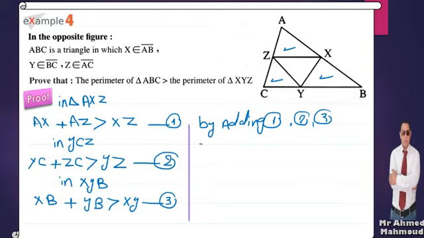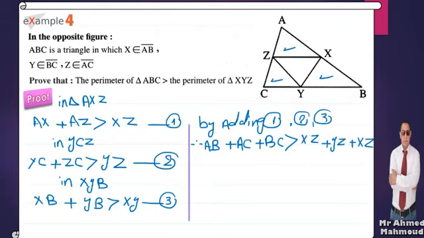Therefore, AB. Okay, and here we have AZ. Here we have plus ZC. AZ plus ZC equals AC. Plus AC. And here we have YC. And here we have YB. YC plus YB equals BC. Okay, then I'm going to write BC plus BC greater than XZ plus YZ plus XZ.